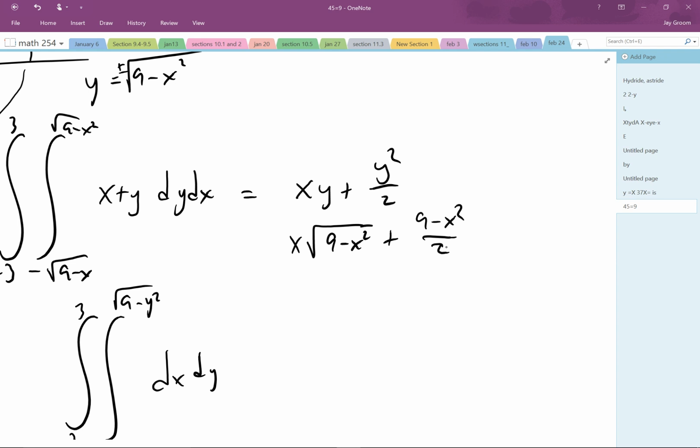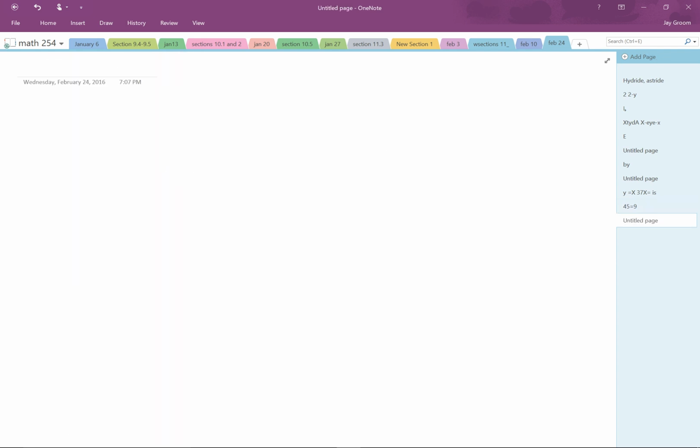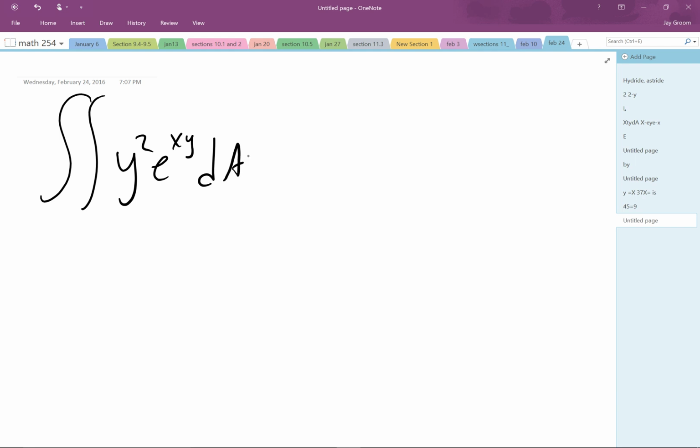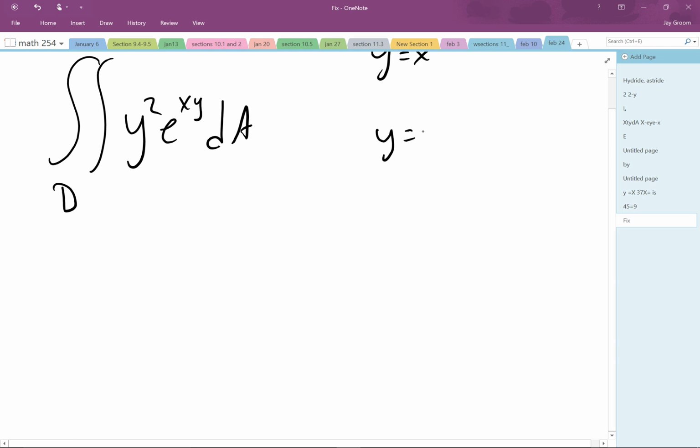All right, here's the problem out of the book. That's where I was going. I forgot where I was headed. Here we go. 12.3, double integrals. Let's try this one. This is number 16 in my book. So y squared e to the xy dA, where D is bounded by y equals x, y equals 4, and x equals 0. Okay?